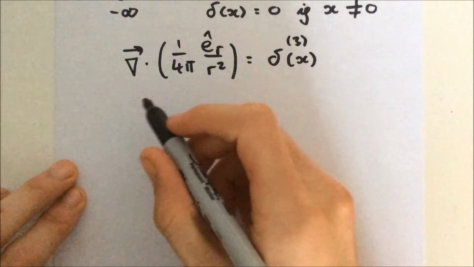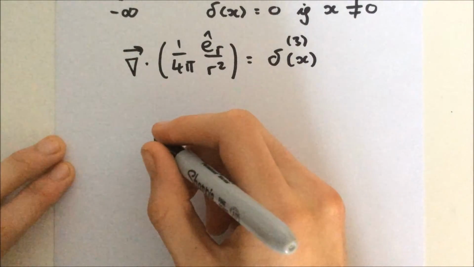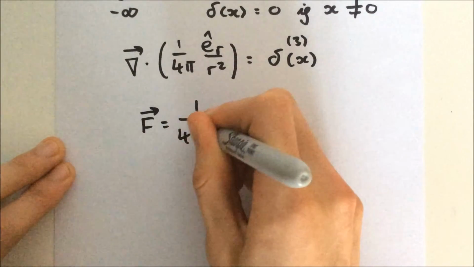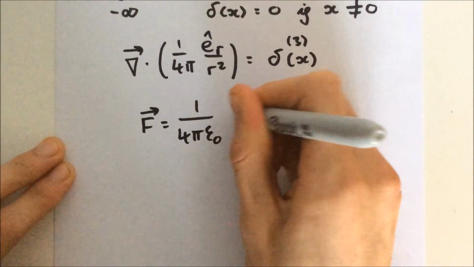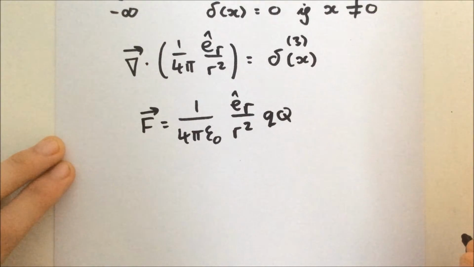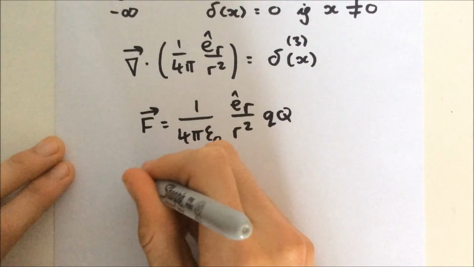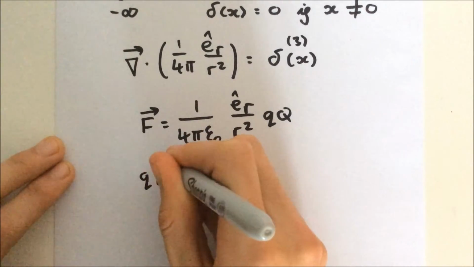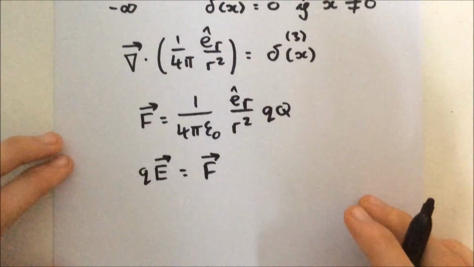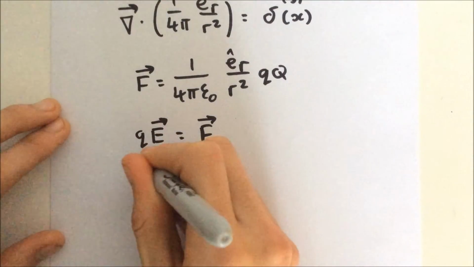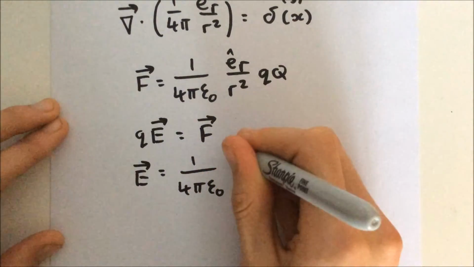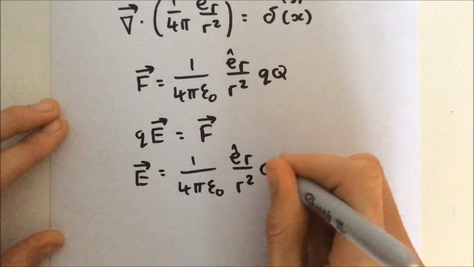Now let's quickly look at Coulomb's law. The force F is equal to 1 over 4 pi epsilon naught, and then our unit vector divided by r squared, multiplied by the product of our two charges. So we take the test charge, little q, and we multiply that by the electric field strength, which is equal to the force. So E is equal to 1 over 4 pi epsilon naught e hat r divided by r squared q.